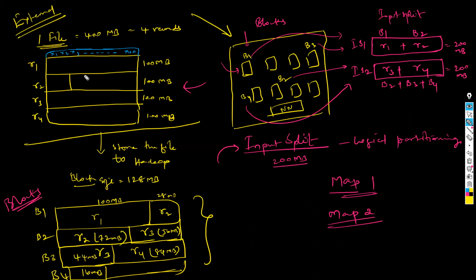Then block 2. So the remainder of this goes on, and from here record 3, some part goes into block 2, and so forth. Physically, we are splitting this data like this and then storing those blocks here. And then we convert it to input splits for the logical partitioning. Exactly.